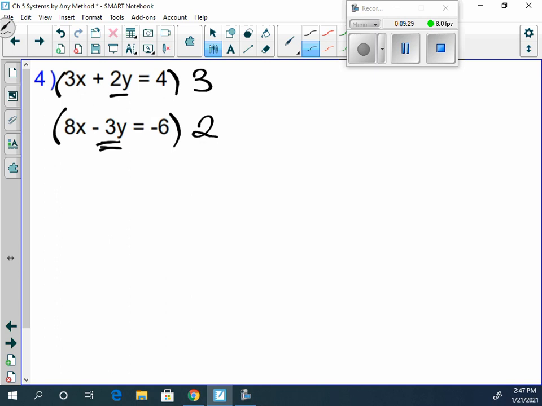We can multiply each equation by different numbers. It's really nice if I only have to multiply one equation by a number, but sometimes I have to do both. So the easiest way to get the numbers to be the same: well, this has a 3, so I'm going to multiply the top equation by 3. The other equation has 2, so I'm going to multiply the bottom one by 2, to get them to be the same. So I'm going to multiply the top equation by 3.